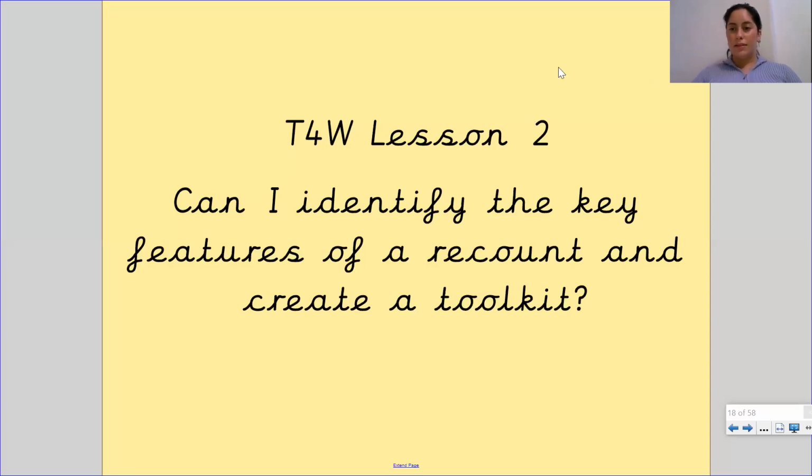Hello Mandela class, welcome to your second Talk for Writing lesson for this week. Today's learning objective is, can I identify the key features of a recount and create a toolkit?